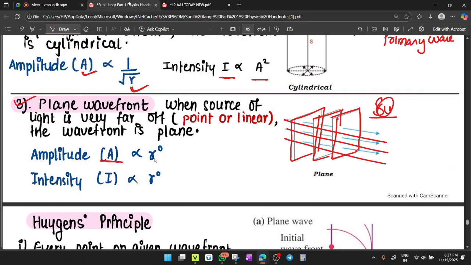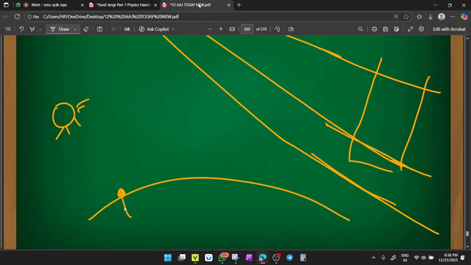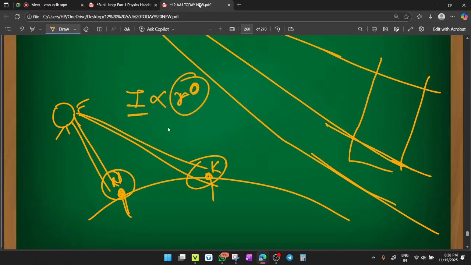Amplitude is constant for a plane wavefront. Amplitude is constant. Clear. And intensity is also constant. It does not depend on distance r, so r to the power 0. Like in the presence of the sun, doesn't matter if you stand in New Delhi or in Kerala, will you have the same intensity of light or different? Same intensity, exactly. So I is proportional to r to the power 0. Intensity is constant, meaning no dependence on radius or distance. Clear?